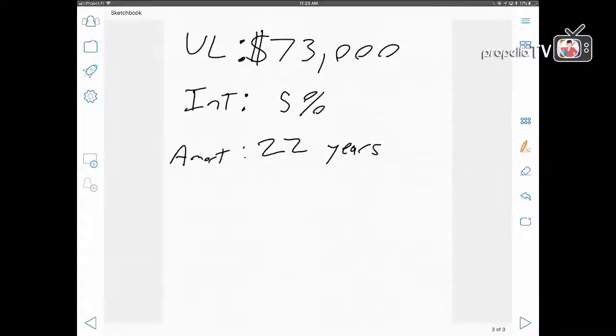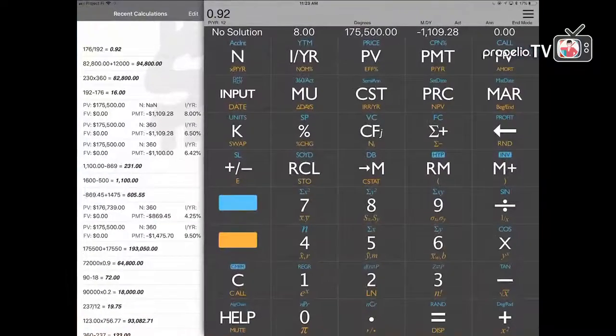Moving back. So we've got a loan for $73,000 with 22 years left on it at 5%. What I'm going to do next is calculate that out so that we can see what that payment would be to the bank. This is the 10B2 calculator.